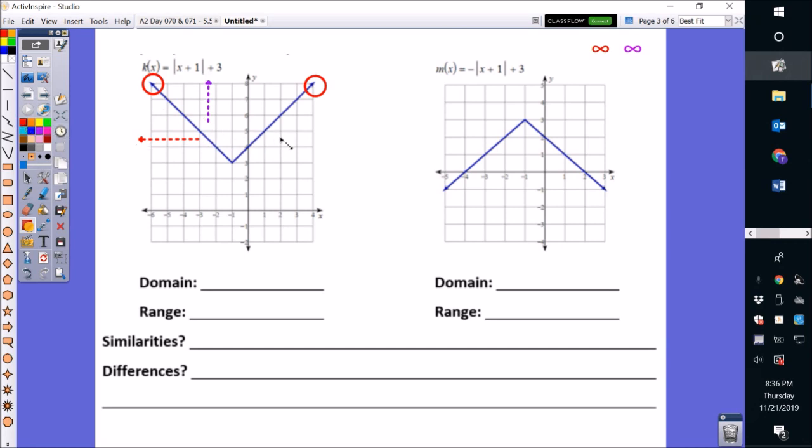Now let's talk about the right side of the graph. Again, same thing. It's diagonally going up, so that means it's going towards the right forever, and it's going up forever. So it's going in two directions. So there's my arrows. Now we're going to use the arrows to help identify our domain and range. So let's do domain first.